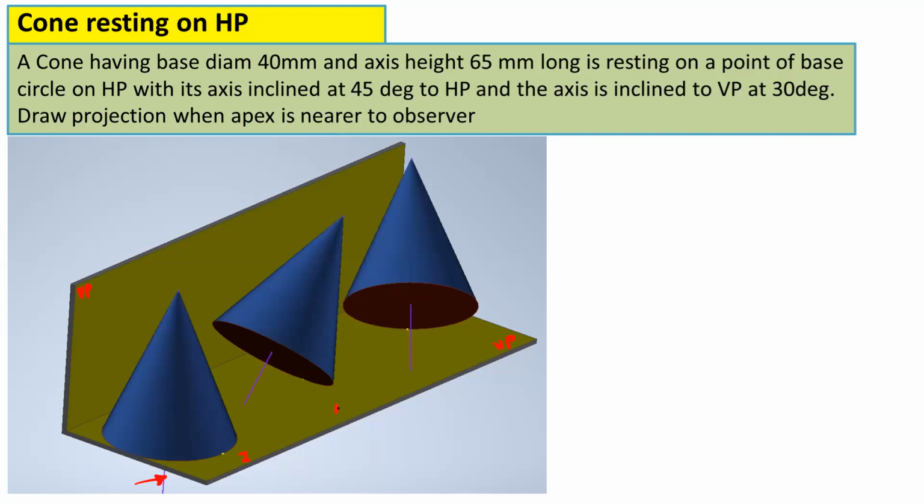In the second stage, just observe the inclination of the axis with respect to the horizontal plane. So here in the problem, it is given the axis of that cone is inclined at 45 degree to the HP. So in the second stage, we have to rotate the first stage front view at an angle 45 degree. Okay, so here the axis, it will be inclined with the horizontal plane at 45 degree.